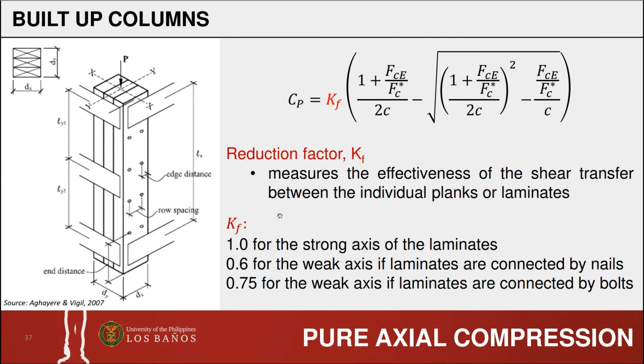The reduction factor K sub F represents the measure of effectiveness of the shear transfer between the individual planks or laminates. So we have a value of K sub F of 1.0 for the strong axis of the laminates, 0.6 for the weak axis if laminates are connected only by nails, and 0.75 for the weak axis if the laminates are connected by bolts.